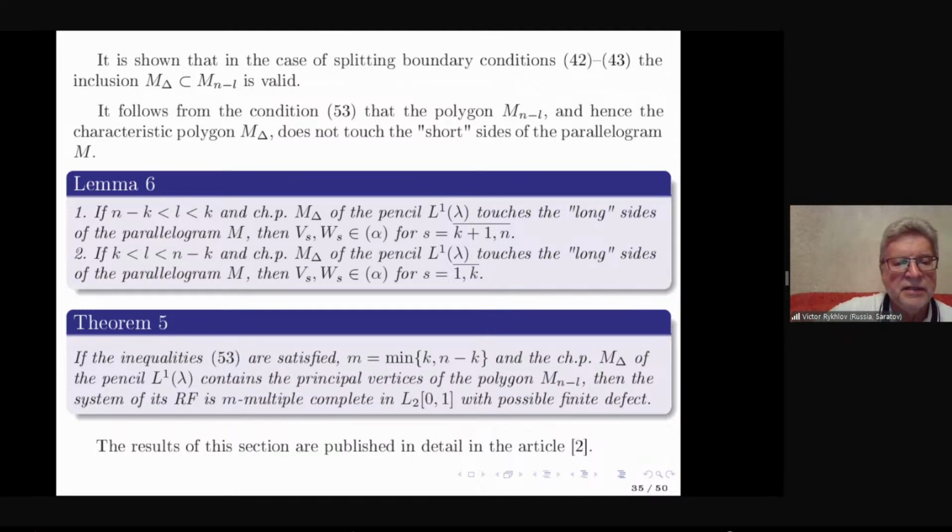We formulate the main theorem, theorem 5. If the inequalities 43 are satisfied, m equals the minimum of k and n minus k, and the characteristic polygon M delta of the pencil L1 of lambda contains the principal vertices of the polygon M n minus L, then the system of its root functions is m-multiple complete in L2 with possible finite defect. The results of this section are published in detail in article 2.